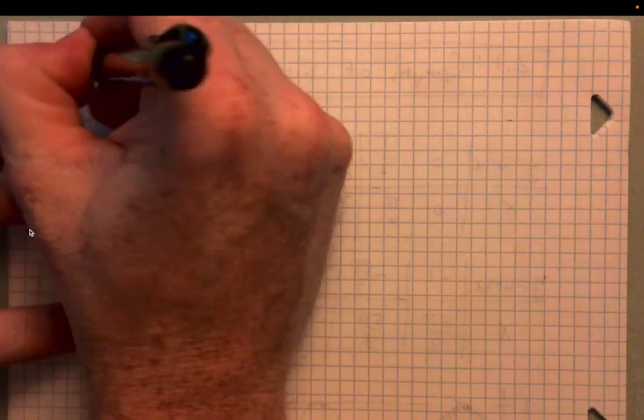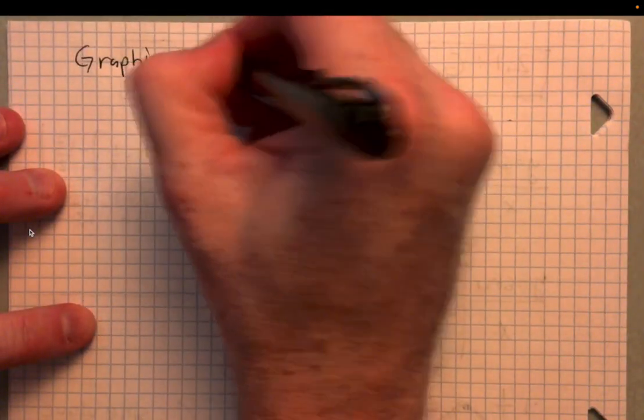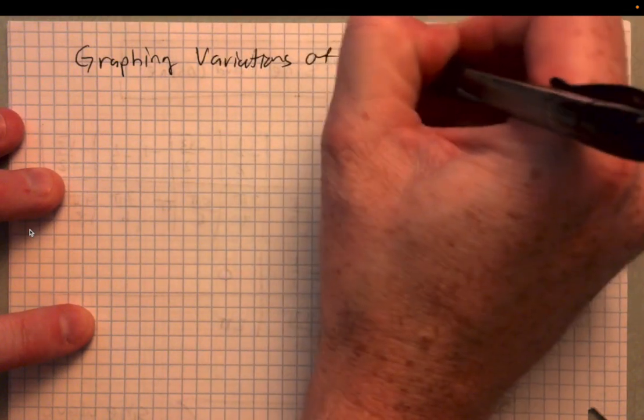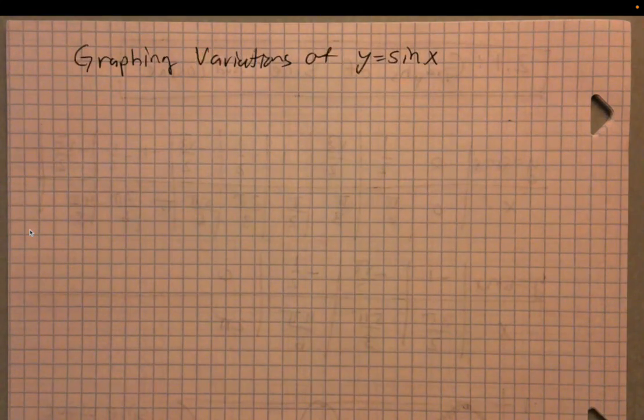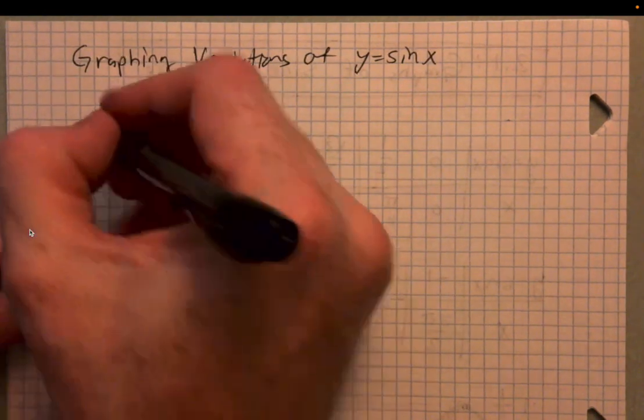So now that we've seen what the graph of the sine function looks like, let's talk about how the sine function can be used and how the graphs can vary depending on what's thrown into the mix. All right, so we're going to talk about how to graph variations of y equals sine of x. Okay. And so, in particular, we're going to look at all the variations that can appear of this form.